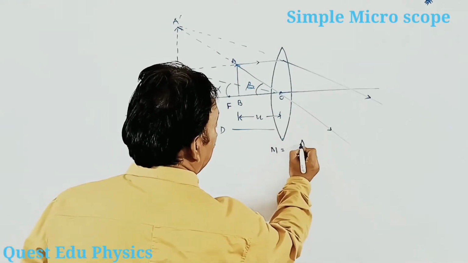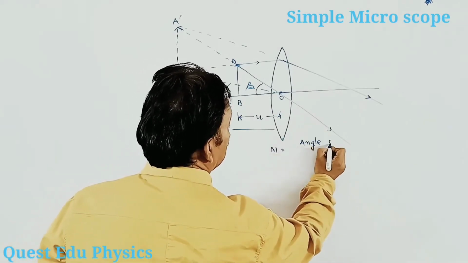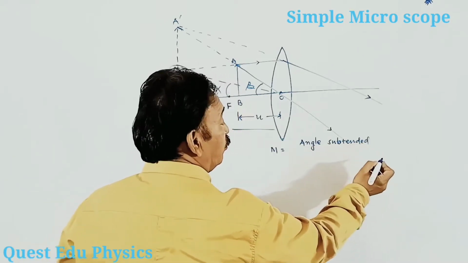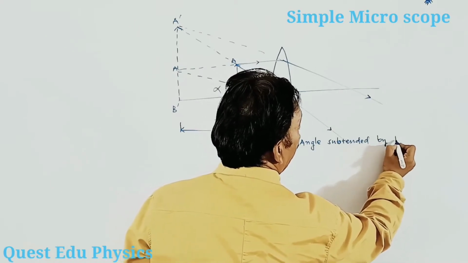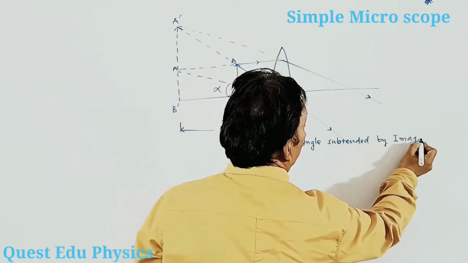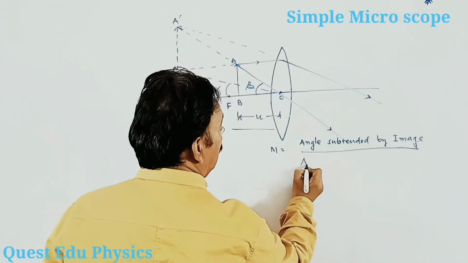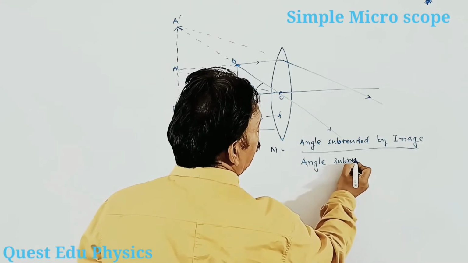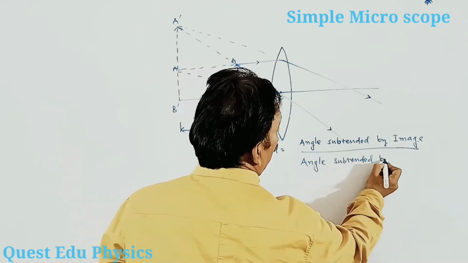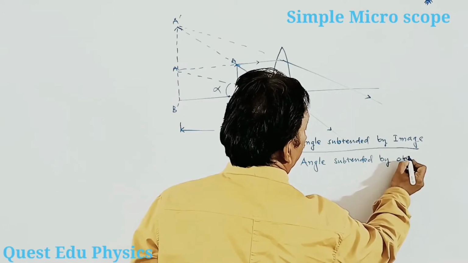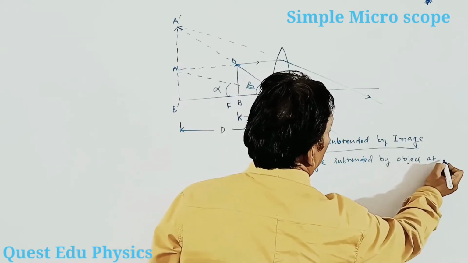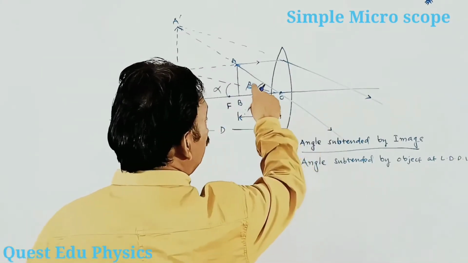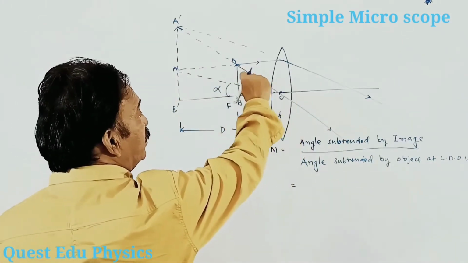What is the magnifying power here? It is the angle subtended by the image to the angle subtended by the object at the least distance of distinct vision. Here I am noting these angles. Beta is the angle subtended by the image.